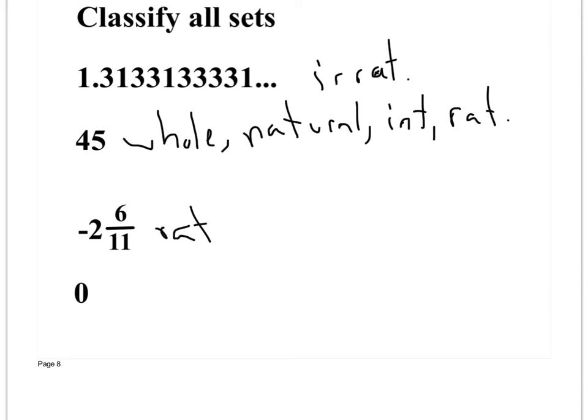What about 0? 0 is rational. It can be written as a fraction. What else? It is not a natural number. Natural numbers are 1, 2, 3, and 4, but it is a whole number. It is also an integer. Good. All right, that's what you're going to do today. Any questions? Here's your homework.